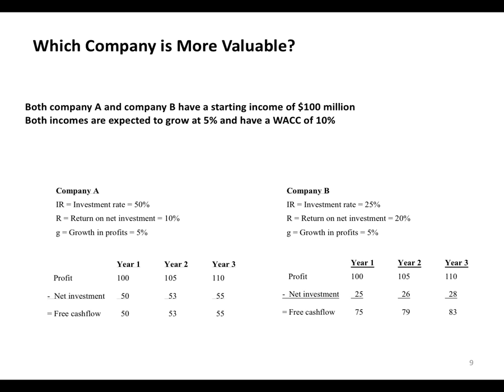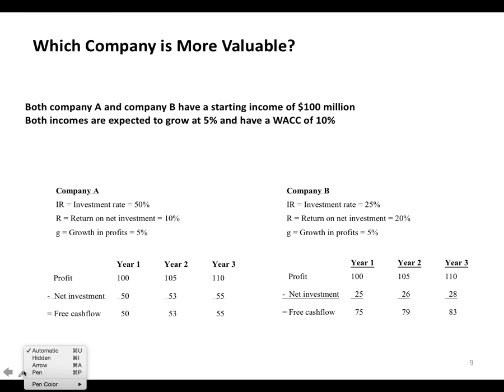Yeah. And why is B more valuable? All right, everybody hear that? So he said B is more valuable because they have a higher free cash flow. And that's exactly the way I want you to think about it. Now, this is the point I want you to follow. Why does B have a higher free cash flow?